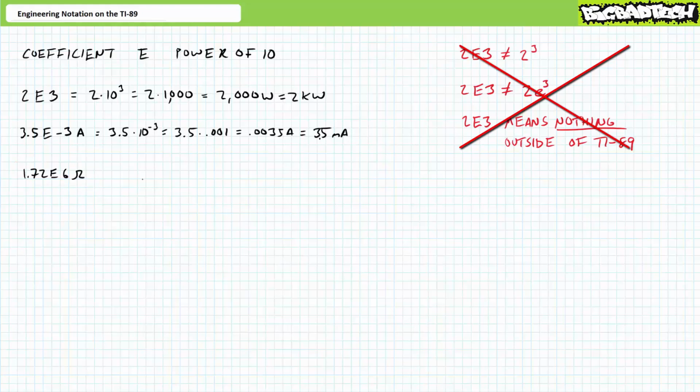The TI-89 tells us the coefficient, in this case 1.72, tells us we're in engineering format with a capital E, and what power of 10 we're multiplying the coefficient by. In this case, 10 to the 6, or a million. We know the engineering prefix associated with 10 to the 6 is a mega, or capital M, so if this was a measure of resistance in units of ohms, the calculator is saying 1.72 mega ohms is equivalent to 1,720,000 ohms in the base unit.